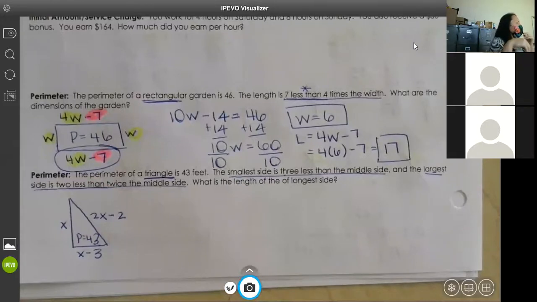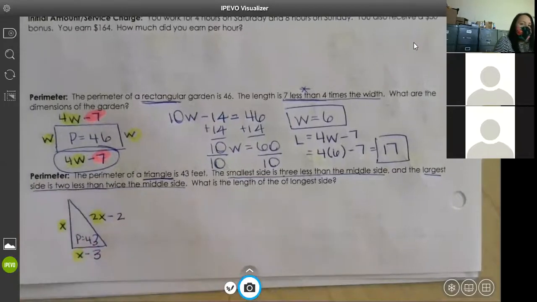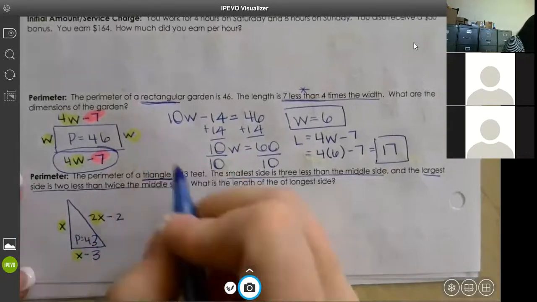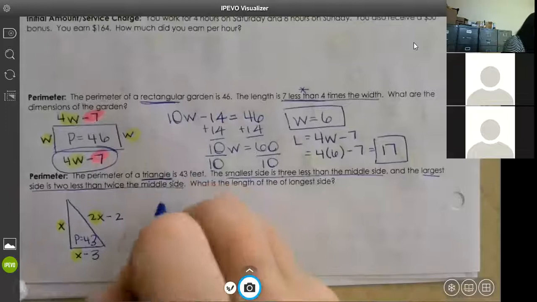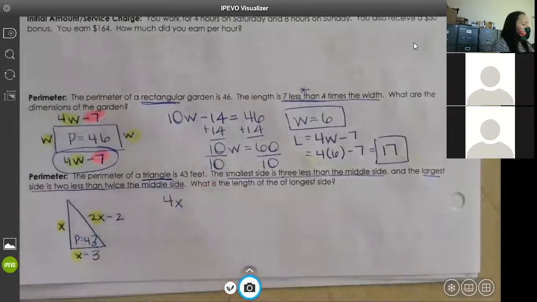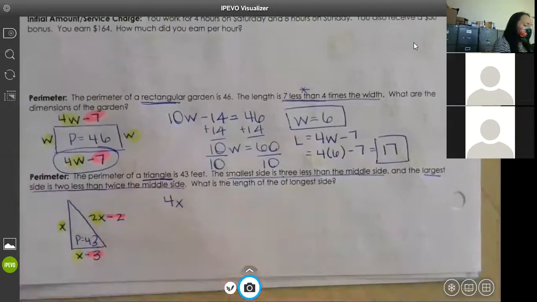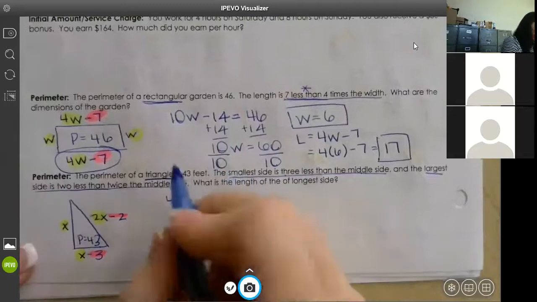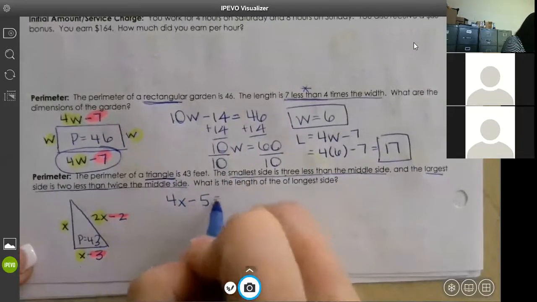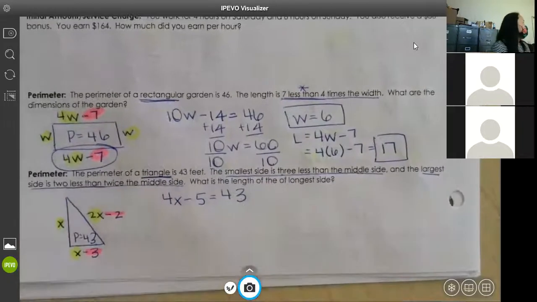How do I find perimeter again? Add them all up. Okay, so I'm going to add them up. I have 1X, 2X, and 1X. How many total X's do I have? Count again? 4. Good. 2 plus 1 plus 1 is 4X. Now, what about your numbers? Minus 2 minus 3 is minus 5. And what was our perimeter? 43. 43 equals 43.